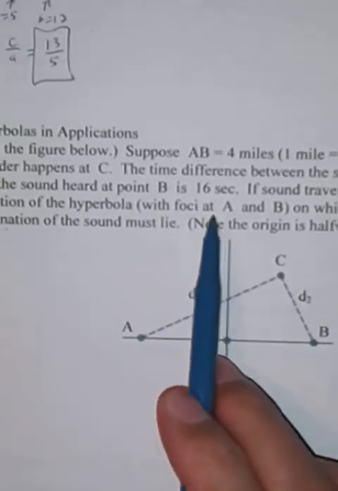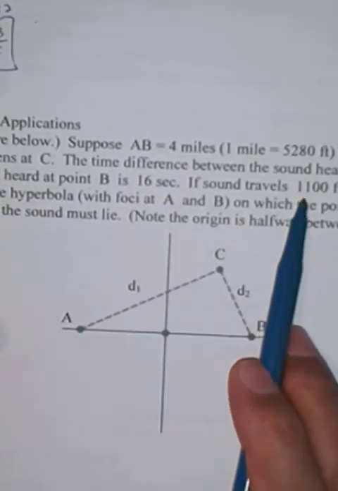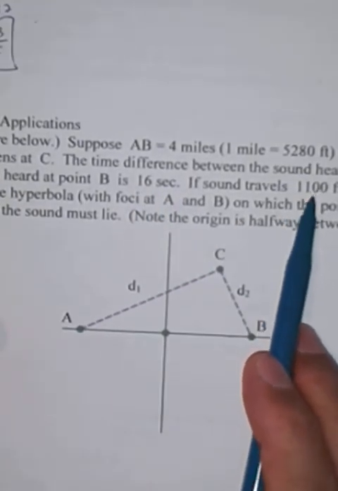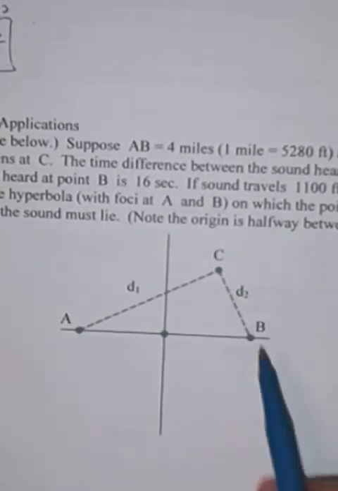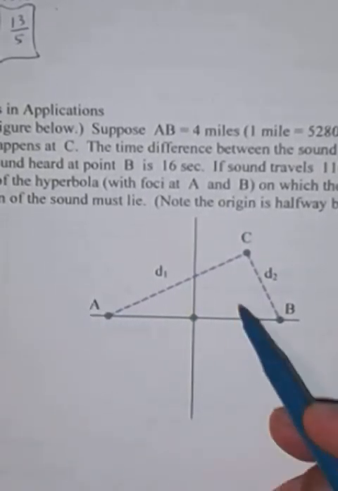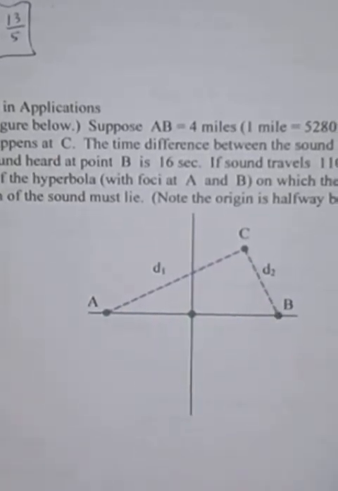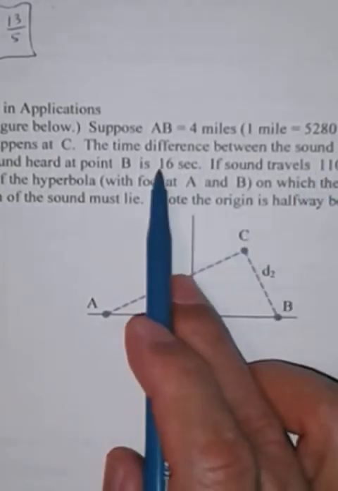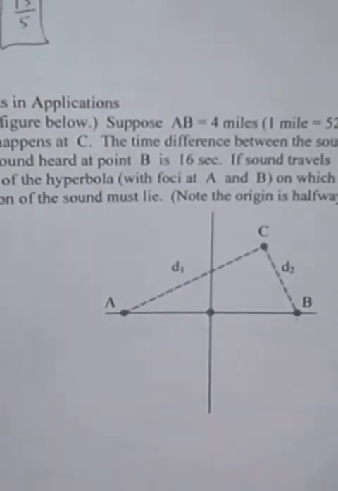Then just keep in mind that the difference is given here in seconds, and to change that to distances, they give you a conversion factor, 1100 feet per second. And so you'll be able to find the difference. If you remember how the hyperbola is defined, the common difference is 2a. So you'll be able to find a if you can find the difference in the distances here. But we'll see it in class.